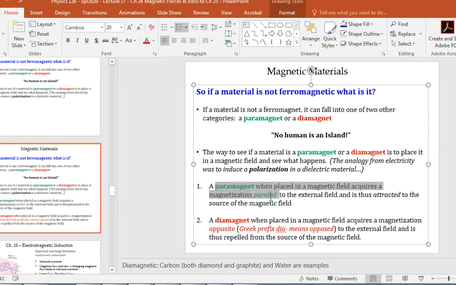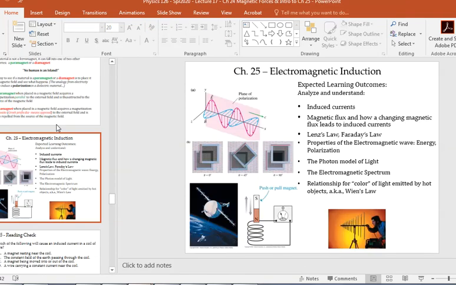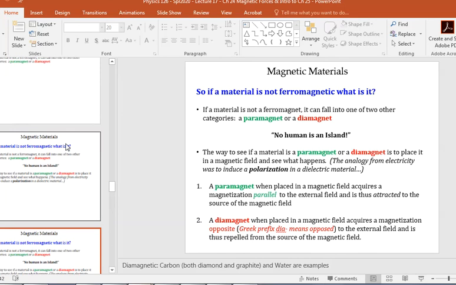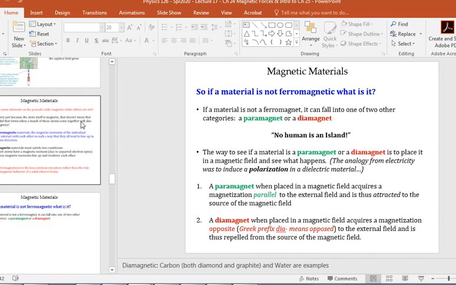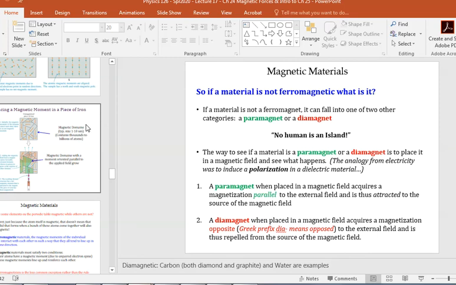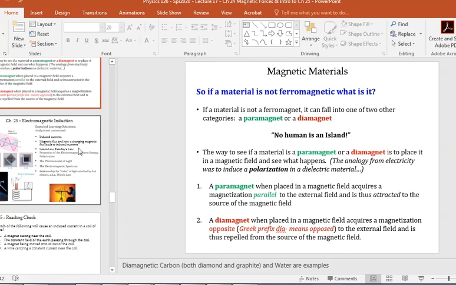The paramagnet will only create some magnetism when it's in a magnetic field, and a diamagnet will create something that's actually opposite to the magnetic field. So I'm just going to go over that one. I'm going to go past that one. There won't be a ton that you're responsible for on the magnetic materials for our exams, but I just wanted to give you an idea of the origin of magnetism.